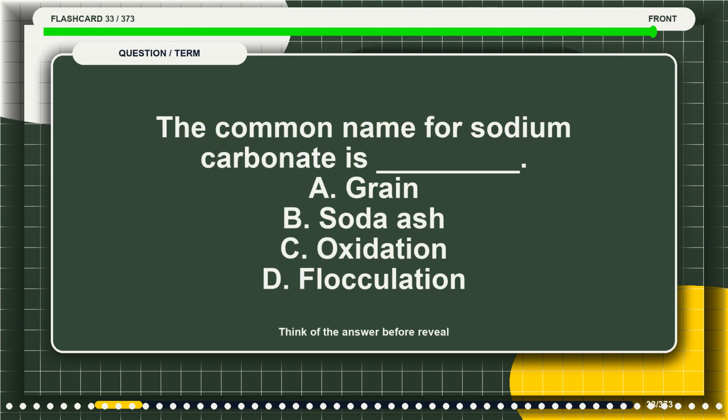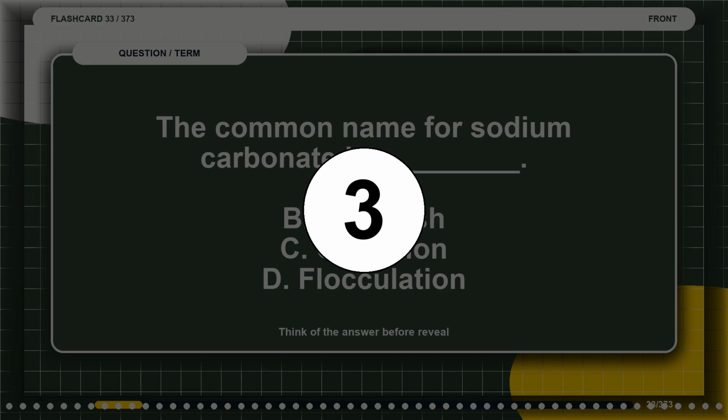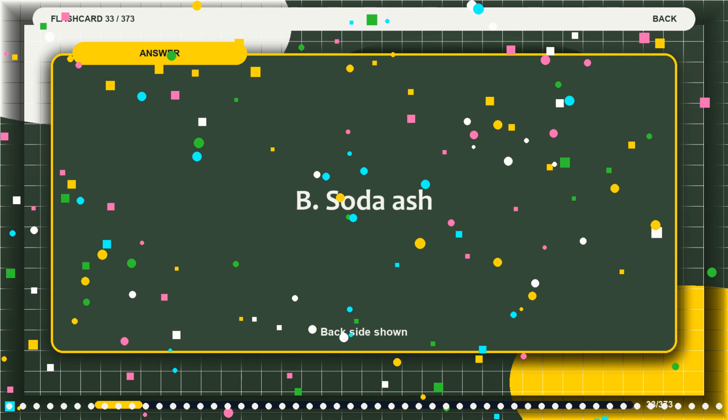Flashcard 33. The common name for sodium carbonate is blank. A. Grain. B. Soda ash. C. Oxidation. D. Flocculation. Think of the answer before the reveal. The answer is B. Soda ash.